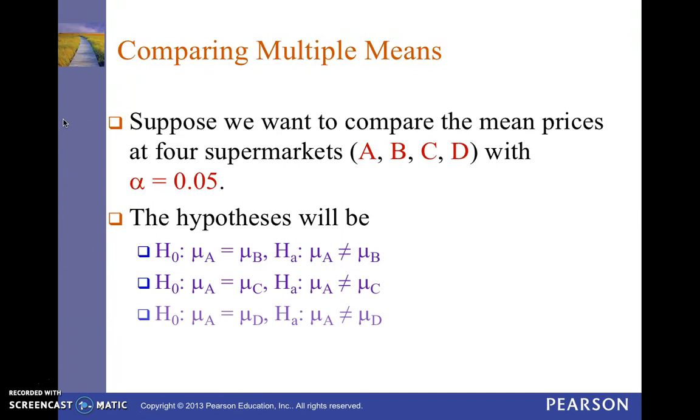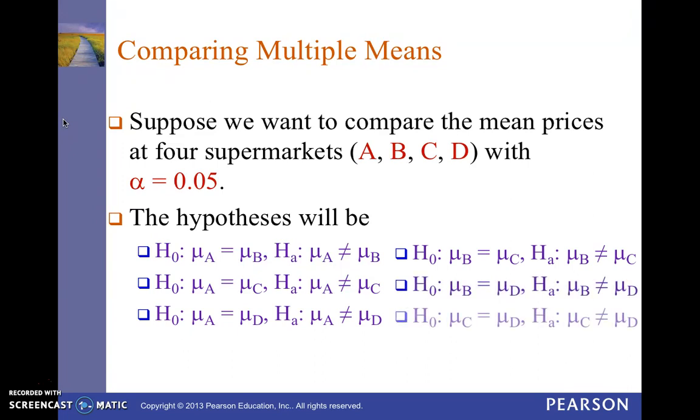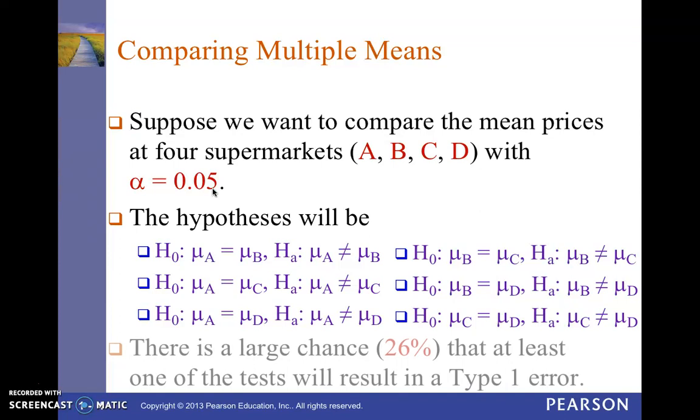Okay? And then A with D, okay? See how this is going? And then B with C, and then B with D, and then lastly C with D. So we end up with 6 different hypotheses. The problem with that is that this alpha actually gets multiplied in that sense. So we end up with a large chance, right? Basically, if we did the math, about 26% rather than 5%, right, that at least one of the tests will result in a type 1 error. Okay, so that's just too much risk, right, when we're trying to keep it at 0.05.